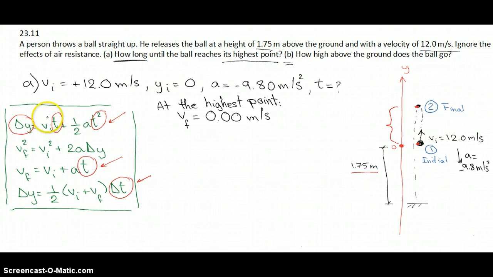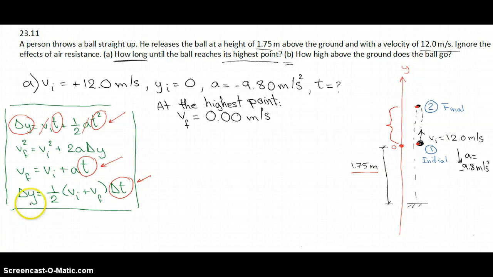Do I have initial velocity? Yes, I do. Do I have the acceleration? Yes, I do. But I cannot use this formula because I have two variables in it, two unknowns. Let's take a look at the second one.